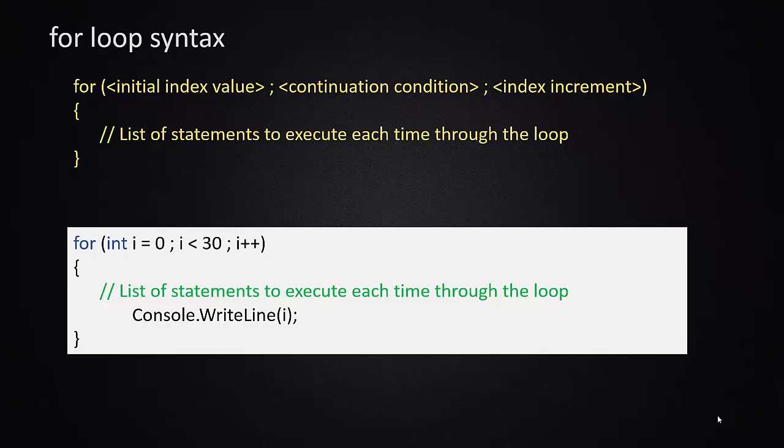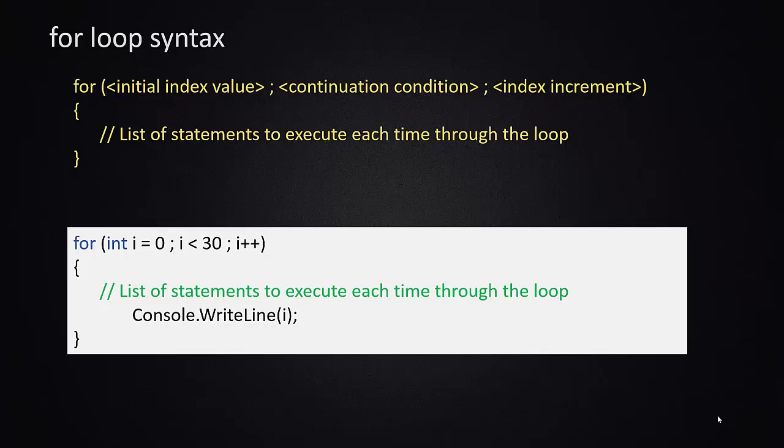So this could go up by 1, it could go up by 10, it could go down by 1. The increment could go any direction you want. So the loops don't necessarily have to count by ones, and they don't necessarily have to count upward. They can count downward. This is entirely in your control in this index increment section.